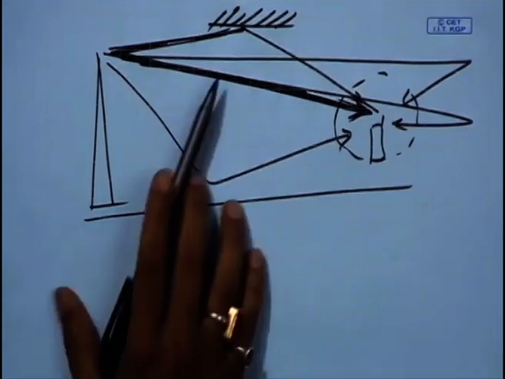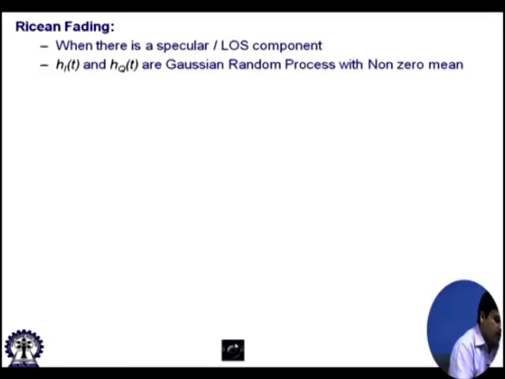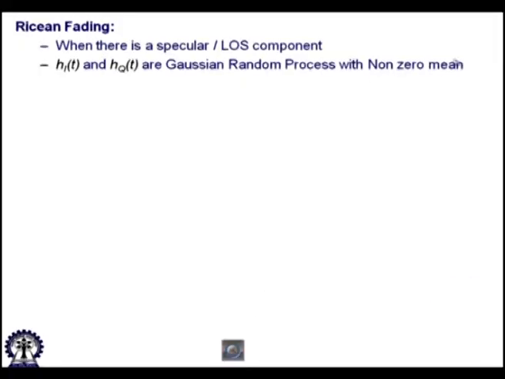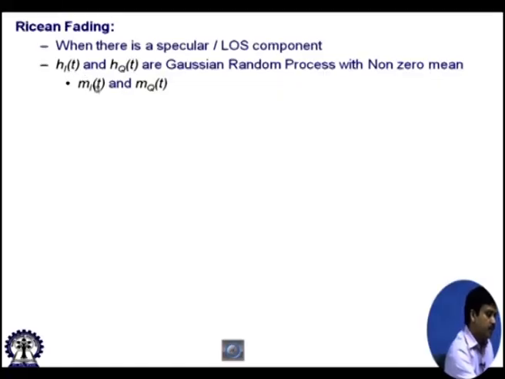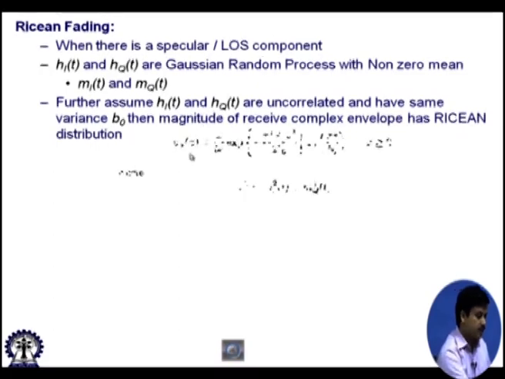So, in that case we have h_I and h_Q that we have seen is a Gaussian random process, but with a non-zero mean as written over here, with means m_I corresponding to the real part of the signal and m_Q corresponding to the imaginary part of the signal. We will also make the assumption that h_I and h_Q are uncorrelated. The details of such things we will see in the following lecture.